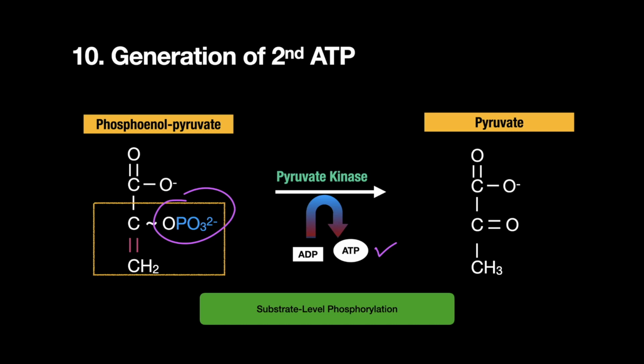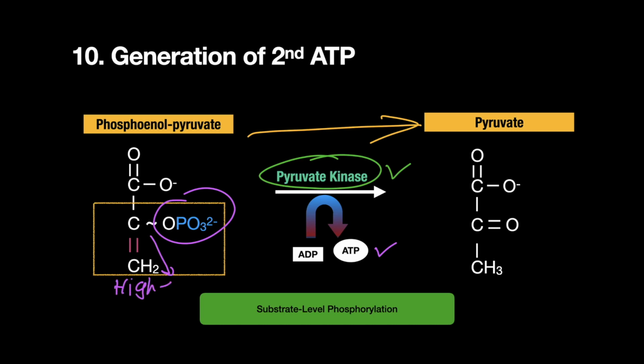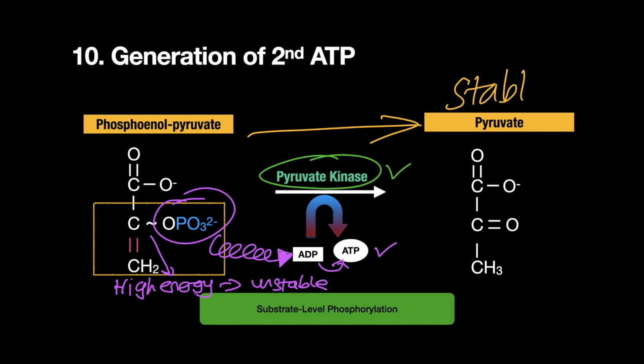phosphoenolpyruvate is converted by pyruvate kinase to form pyruvate. In this process, our unstable phosphoenolpyruvate, due to the high energy bond, transfers the phosphate group with the help of pyruvate kinase to ADP, forming ATP and pyruvate, which is more stable compared to phosphoenolpyruvate. Therefore, it can be said that substrate level phosphorylation has occurred again.